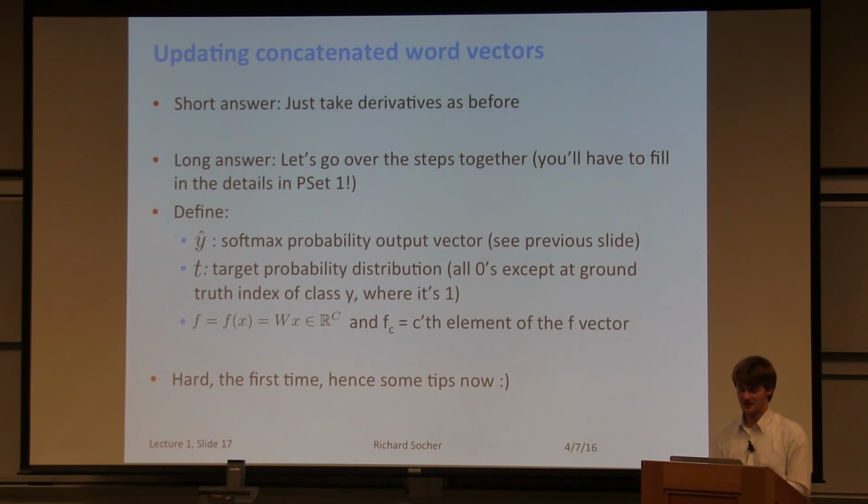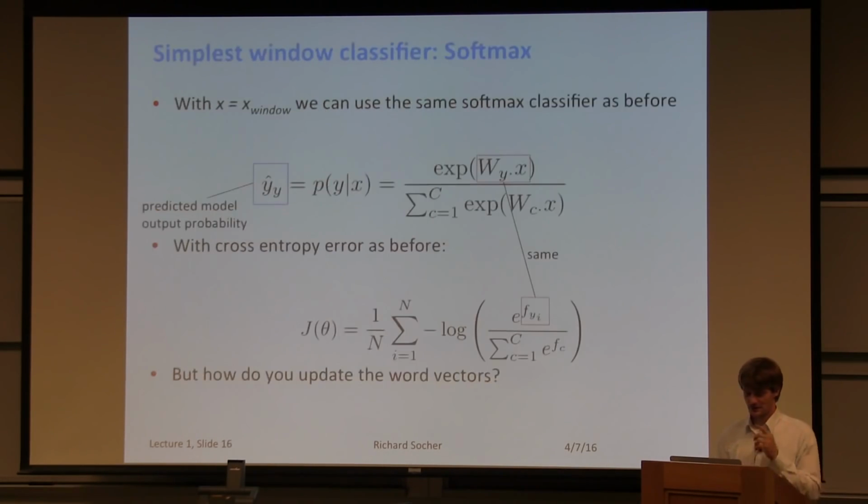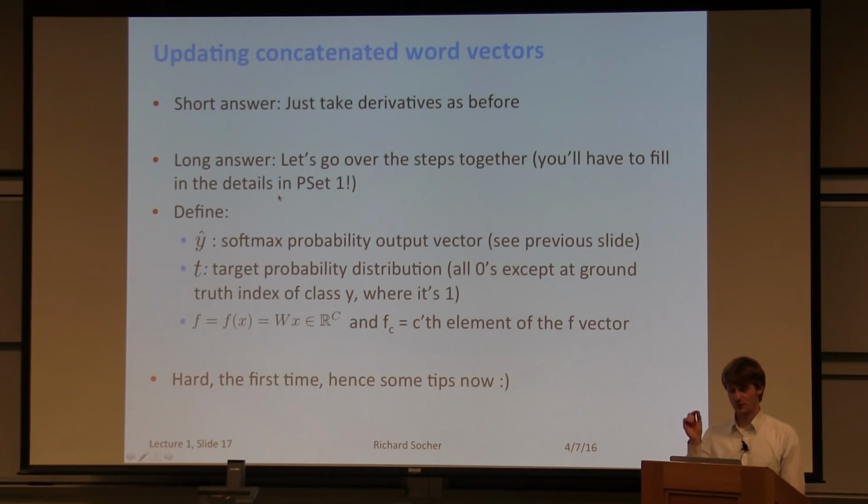All right, so let's define our variables. Y hat is the softmax probability output vector, just this one right here. If we do a subindex of that, then we mean we have the yth class, so just one element of that vector. T will be the target probability distribution. Again, this will be all zeros except for the ground truth class y, where it's 1. And then f, or f of x, is basically just defined as a simple matrix vector product, where we have here a number of rows equals c, number of columns.